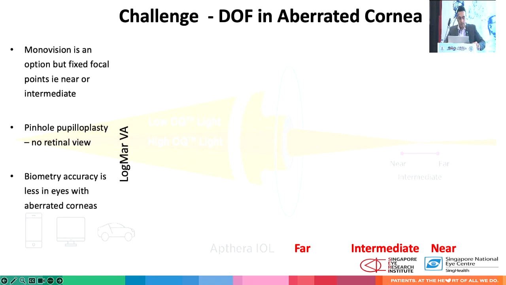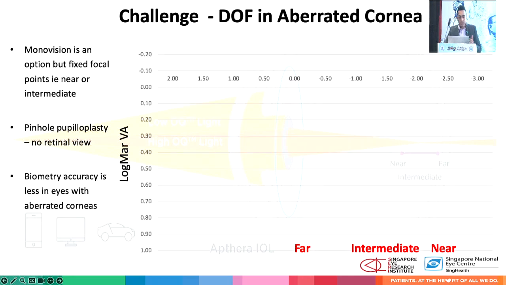Some describe pinhole pupilloplasty as a technique to reduce aberrations, but of course when you do that, there's no view of the retina itself. And we have to bear in mind that biometry accuracy is obviously less in these eyes with aberrated corneas.